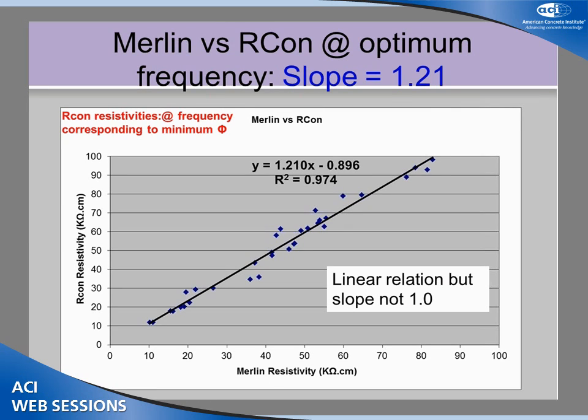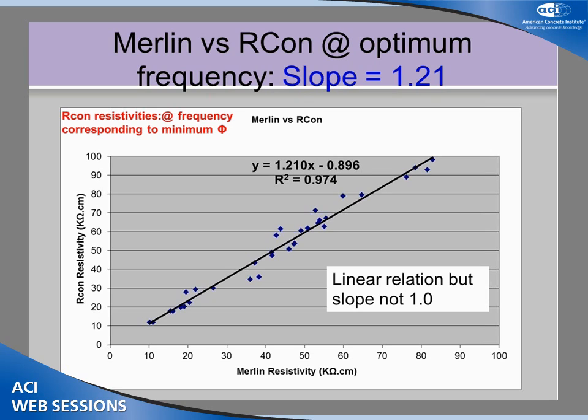And you can do this and pick the optimum frequency, and you can measure it with the Merlin with a fixed frequency, and you get a linear relationship, but the slope isn't 1, which means you get different answers. But they relate to each other. So there's the problem we have right now. I'm trying to standardize a test method for Canadian standards, and I'm trying to do the same thing at ASTM. We've got different pieces of equipment that give similar sounding numbers, but they're different. So how do you develop test method limits for something where you get different numbers with different equipment?